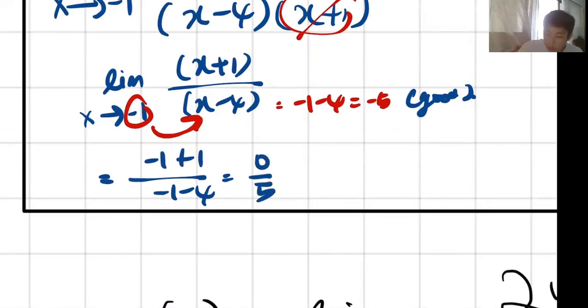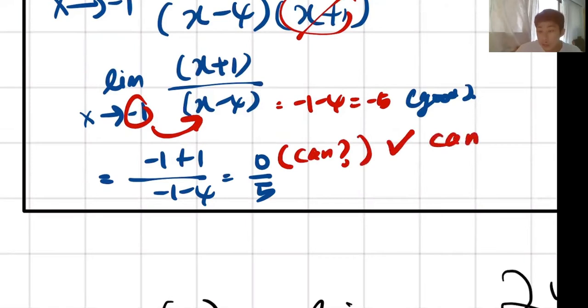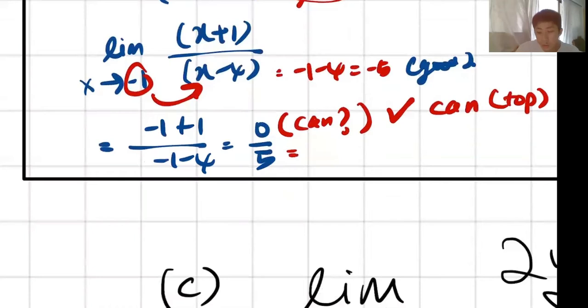You might ask me, 0 on top, can or not? The answer is can. 0 on top can, but 0 at the bottom cannot. You understand? So whenever you have 0 divided by 5, you just get 0, because 0 divided by anything will give you 0, except for 0 divided by 0. 0 by 0 does not give you 0, okay?